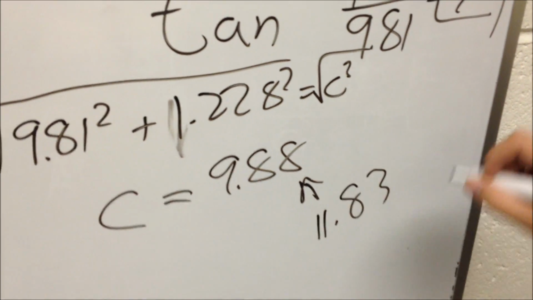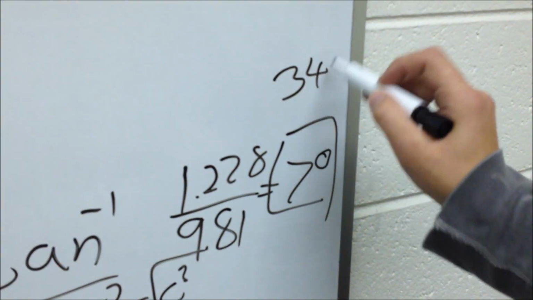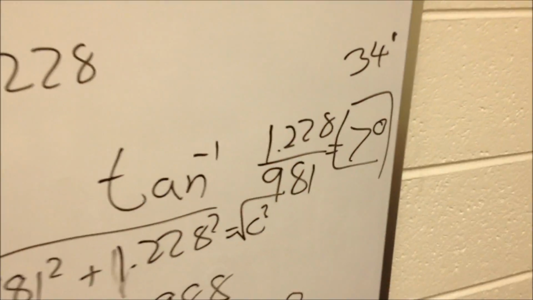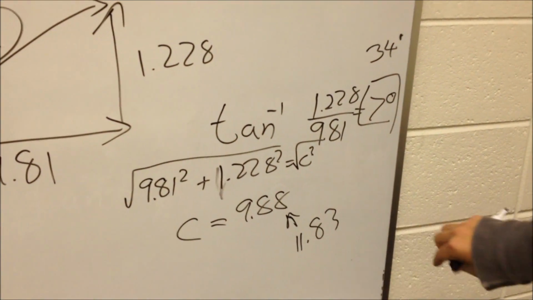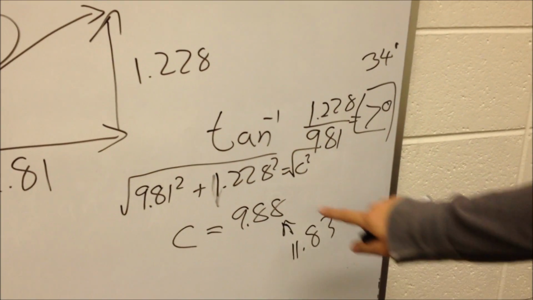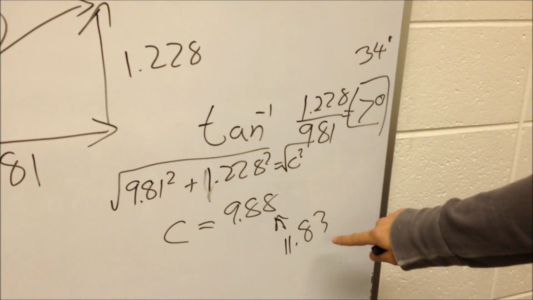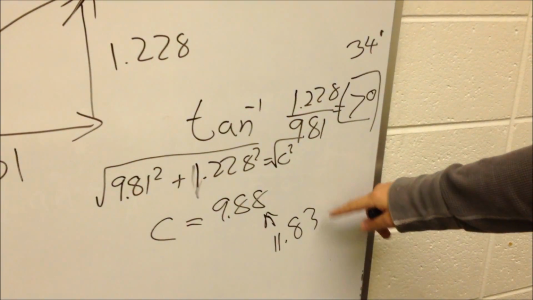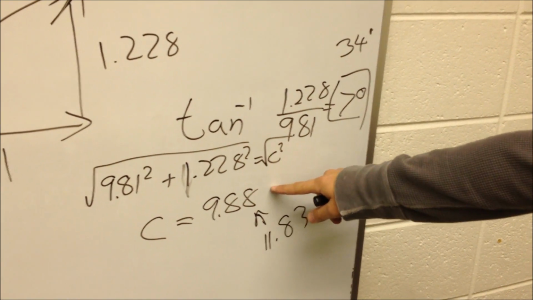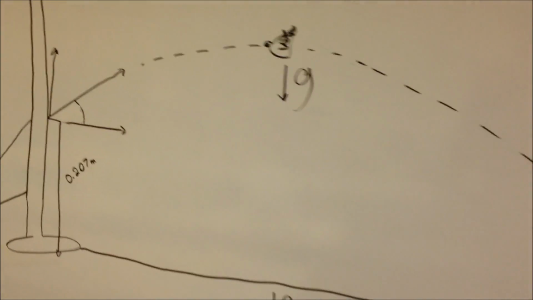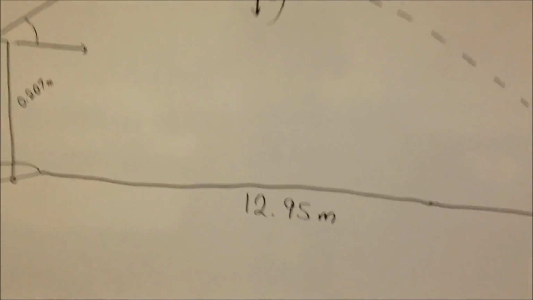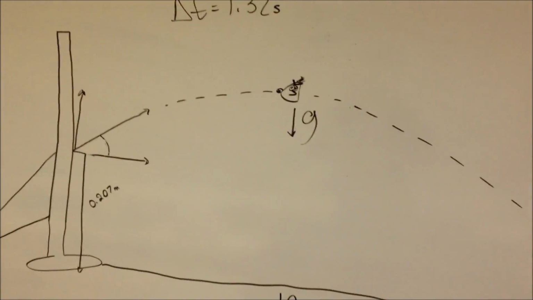Now, for Earth, we found this value to be 11.83 and our angle to be 34 degrees. Now we can see how they compare. On Earth, we needed a larger velocity than on the Moon. This is because more gravity is acting on Earth than on the Moon. And you would have to shoot it higher so it could cover the distance of 12.95 meters because there is a larger gravity.